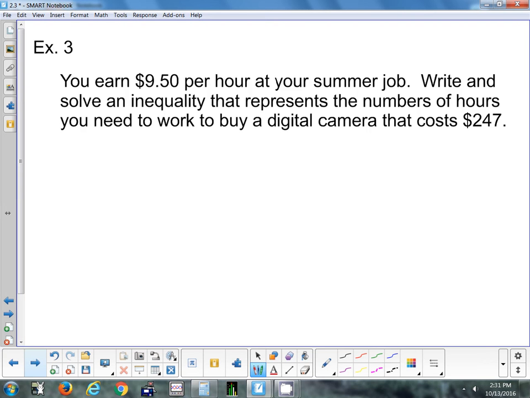All right, so last one. Okay, it says you earn $9.50 an hour at your summer job. Okay? They want you to write an inequality that represents how many hours you have to work to buy a camera that costs $247. All right. So, you earn $9.50 an hour.